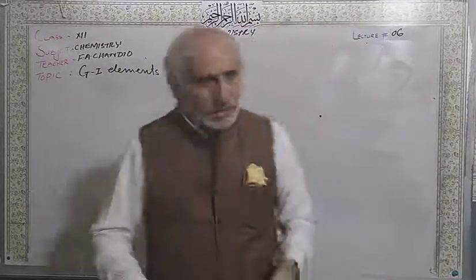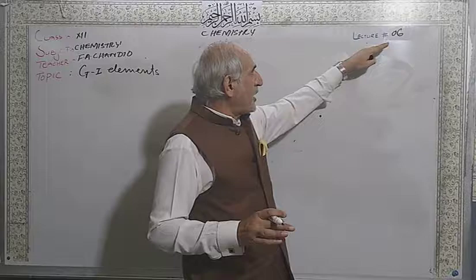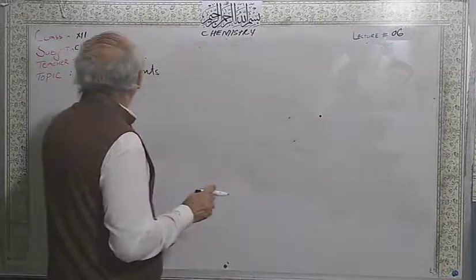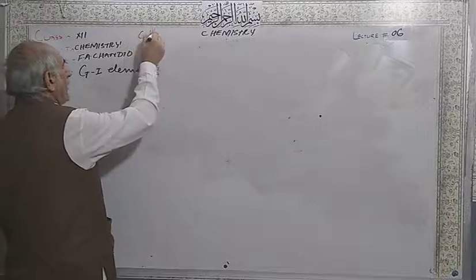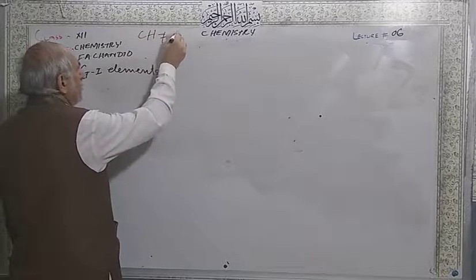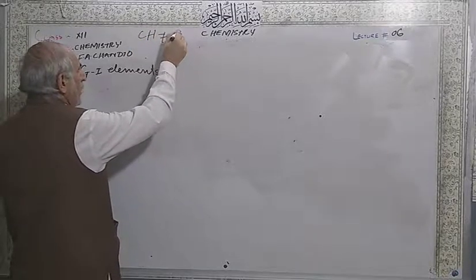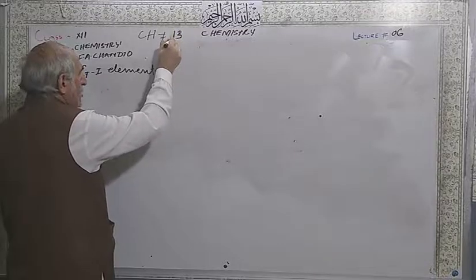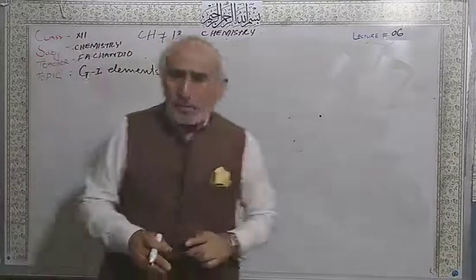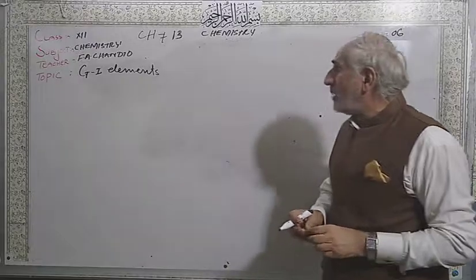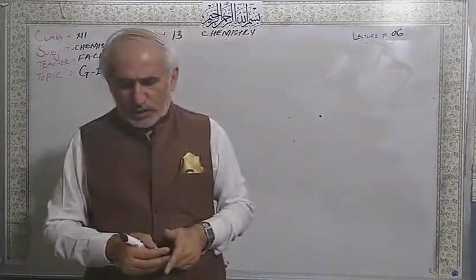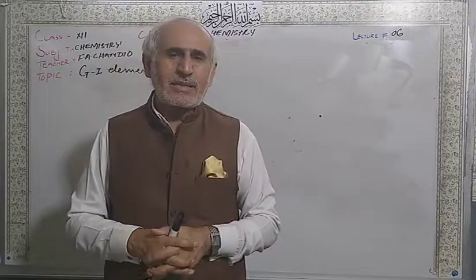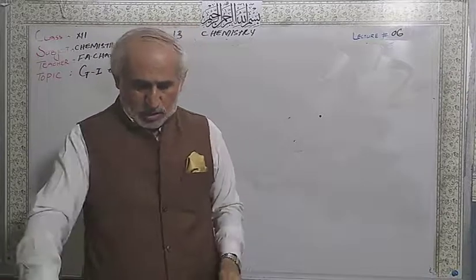Now, dear students, lecture number 6, second year, chapter number 13. I told you this is a very big chapter, and I started in the previous lecture group 1 elements: lithium, sodium, potassium, rubidium, and cesium.